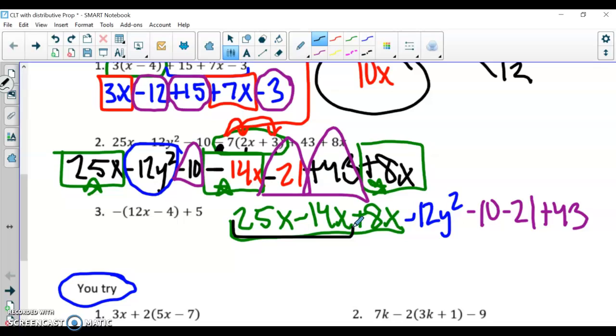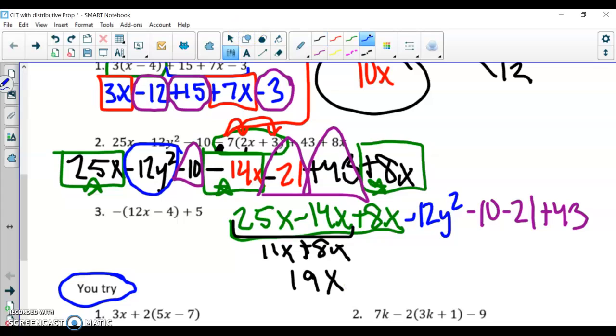Now what is 25x minus 14x? Very good. That's going to be 11x. So we'll put an 11x here. And then remember that we're adding 8x to that. So what is 11x plus 8x? Awesome. So that's going to be 19x. So all of those three like terms just turn into 19x.